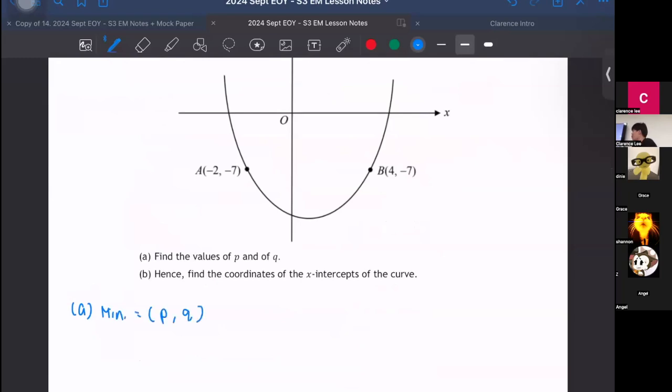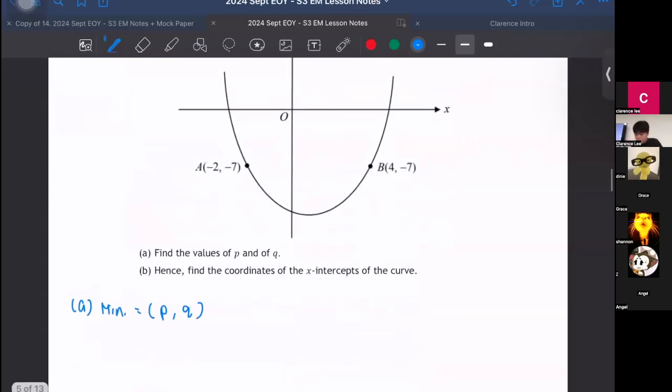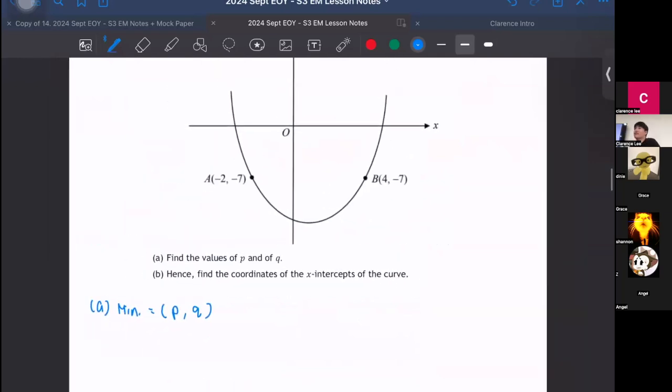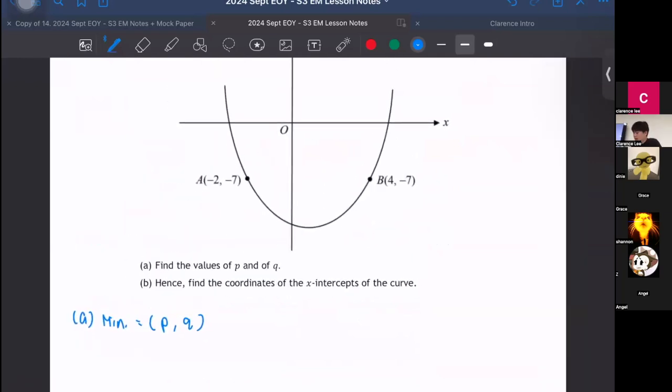Then you must be wondering, why am I looking for this? Remember, your turning point lies on the line of symmetry. And these 2 points that you are given form a horizontal line. This is not because I assume, it's because the y values are the same. Y values being the same means you get a horizontal line. So this is not an assumption.